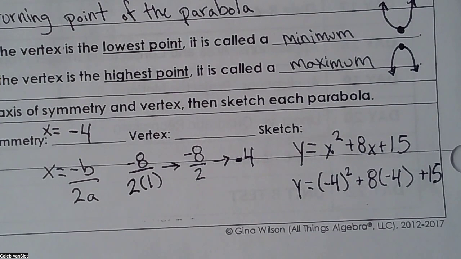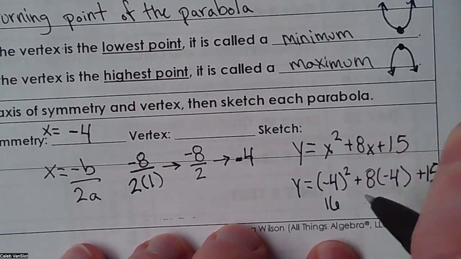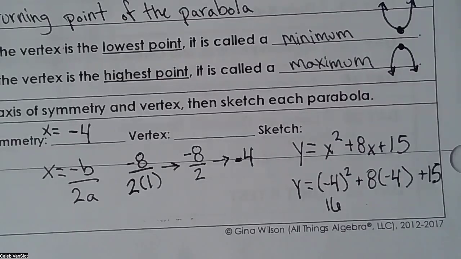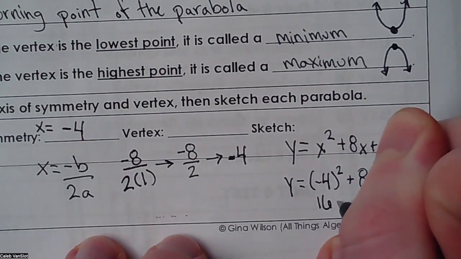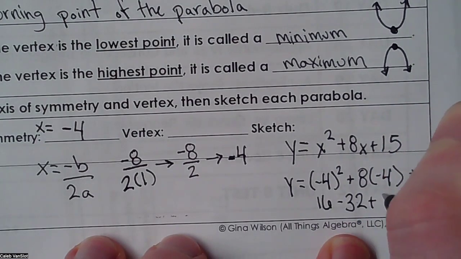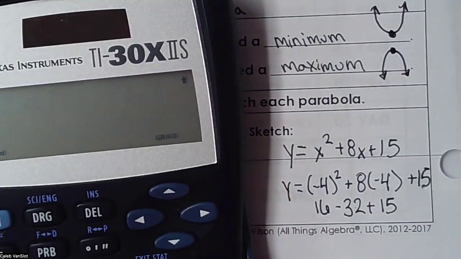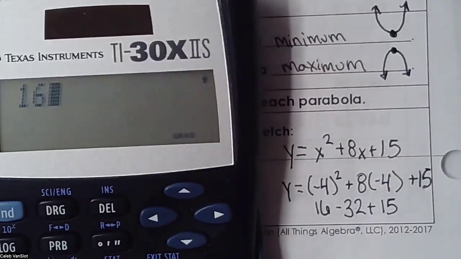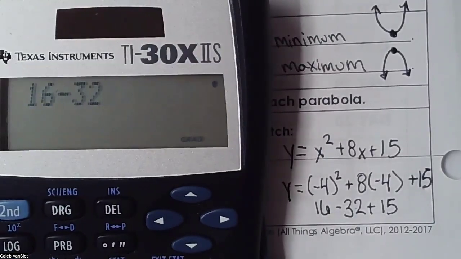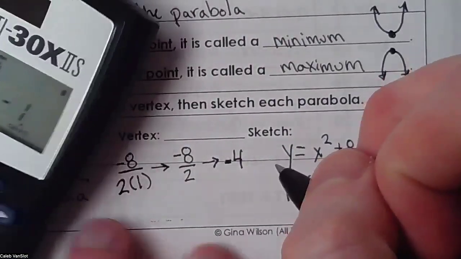So negative 4 squared gives us what? Positive 16, right? Because a negative times a negative gives us a positive. 8 times negative 4 gives us what? Yep, negative 32. And then we can just add 15 to that. Once you've simplified it, it makes it really easy to work through a problem like this. All we would need to do, 16 minus 32 plus 15, that's going to give us negative 1 as our y value.